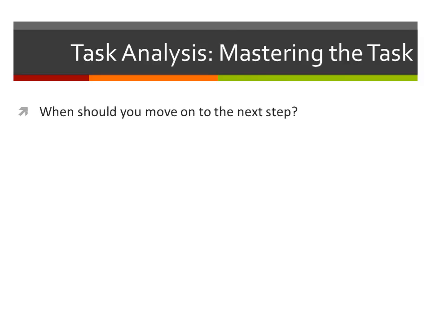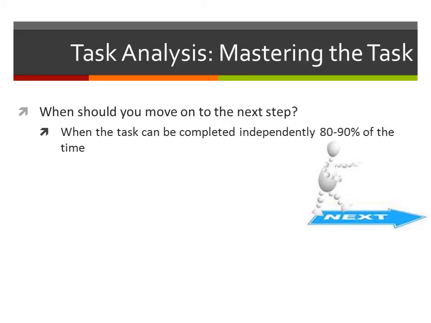So when should you move on to the next step? Most of the time, a task is considered mastered when it is completed accurately 80 to 90% of the time. This may be 4 out of 5 times or 8 out of 10 times, whatever seems necessary for the student to show mastery. I have also seen skills determined to be mastered when they are executed flawlessly on 3 different consecutive occasions. So a step is mastered.